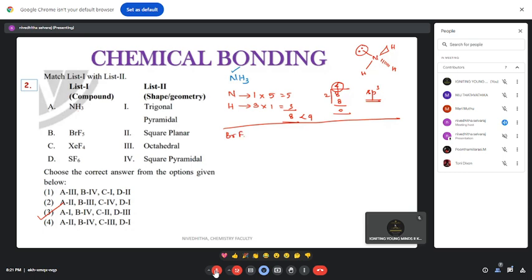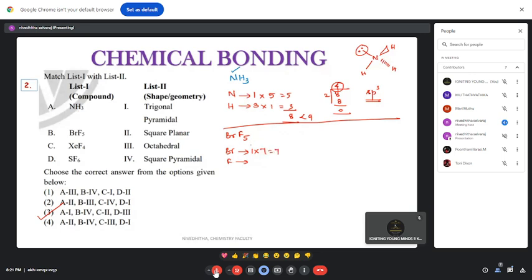BrF5, in which we have two types of atoms. One is bromine, and another one is fluorine. So how many bromine atoms are there? Only one. And what is the valence electron of bromine? Bromine is in 17th group. So what is the valence electron of bromine? 7. So 1 into 7 is 7.